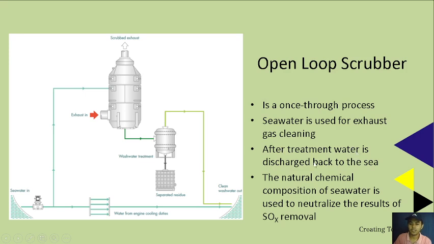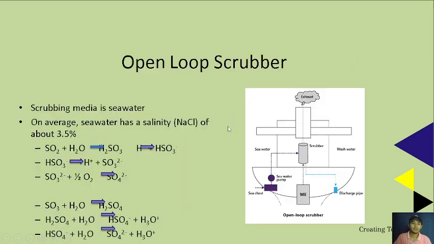So after treatment, water is discharged back to the sea. The natural chemical composition of seawater is used to neutralize the results of SOx removal. So here is the chemical balancing of the open loop scrubber. Your SOx emission, or sulfur dioxide, plus H2O is converted into another substance, and it can be discharged at sea. On average, seawater has salinity of about 3.5%.